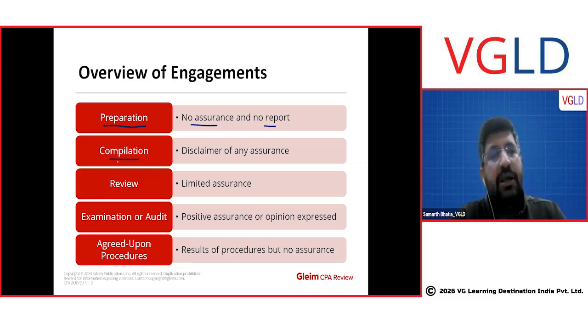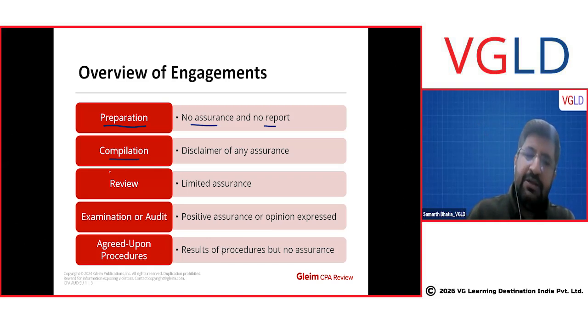Compilation. Again, in the compilation, you are not going to give any assurance. You are just giving a disclaimer on any assurance. For the preparation work, you are preparing the financials using the journal entries or whatever ledger accounts are there. In the compilation, you are just compiling the books of the company. Again, you are not giving any assurance. No report, nothing.